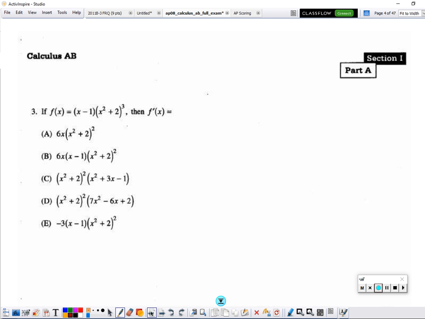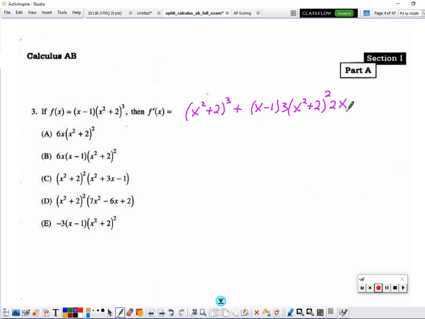So it's the product rule. So I go to work. I take the second function, x squared plus 2 cubed, multiplied by the derivative of the first. The derivative of the first would be 1. Plus the first function multiplied by the derivative of this. So that's 3 times x squared plus 2 raised to the second power, multiplied by the derivative of this, which is 2x.